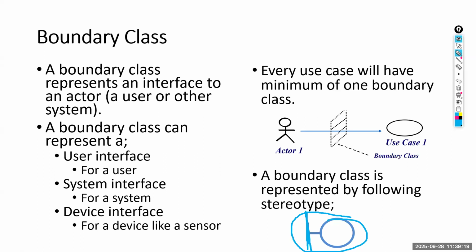Or it can be a system interface. Your system calls another web service, a microservice. Then what you call is the boundary class of that web service. Okay? Or that API. So boundary classes are either user interfaces or system interfaces, or they can even be device interfaces, like you are calling a sensor and so on. Right, so that is called a boundary class.